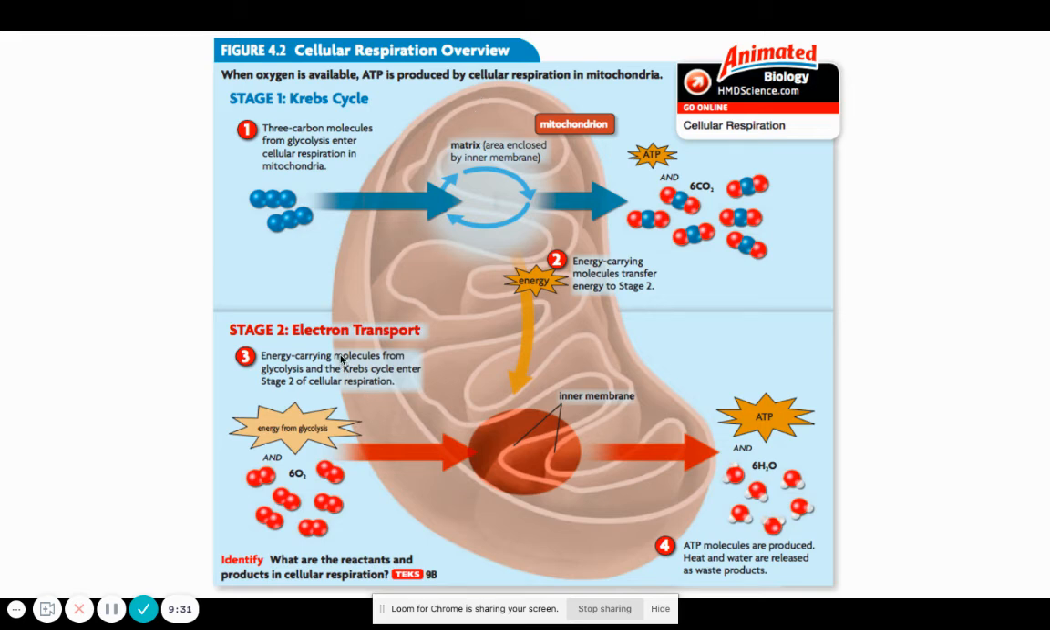And then we have the second stage, or the second step of aerobic cellular respiration, which is known as the electron transport phase or electron transport chain. This stage follows the Krebs cycle, and it's still happening inside the mitochondria.